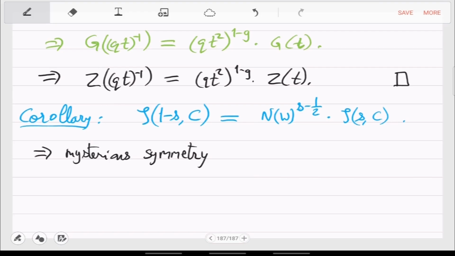So there is a mysterious symmetry about the axis real part of s equal to half. Yeah, so here obviously we have a perfect explanation of this symmetry, which is Riemann-Roch.